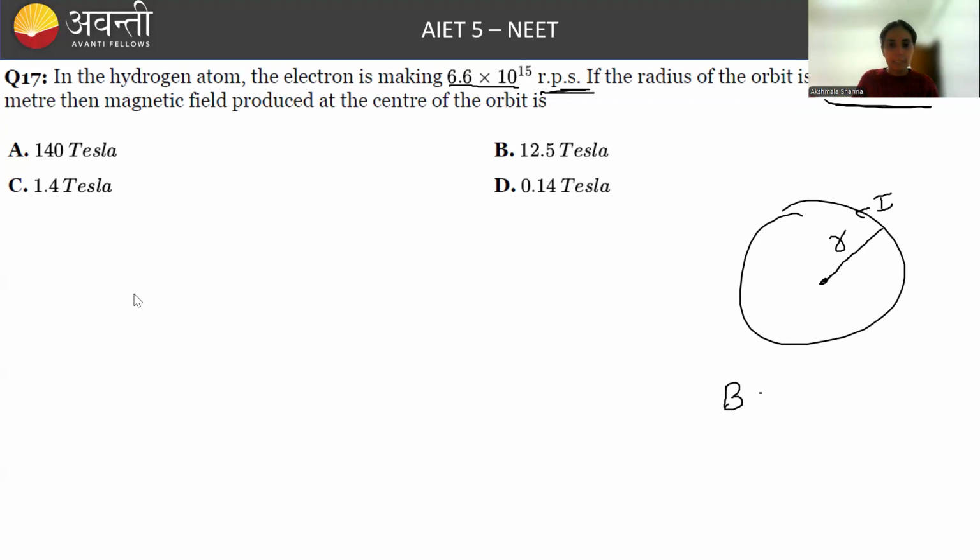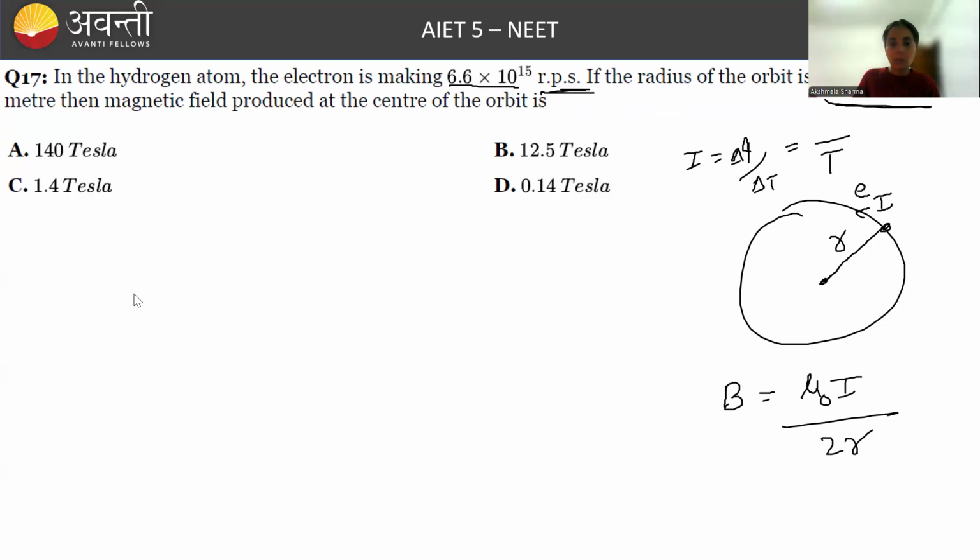Then the magnetic field at the center will be mu naught I by 2R. Simple. Okay, so what is going to be the value of I? Here you see, if we know the electron is going round and round, then current can be written like this. It is making one chakkar, that is one revolution, in one time period. It means current is what? The amount of charge flowing in a particular interval of time.